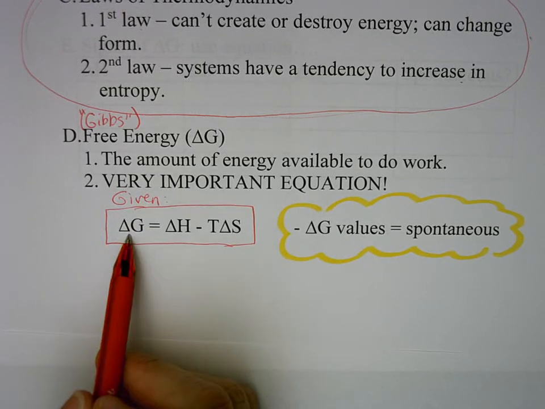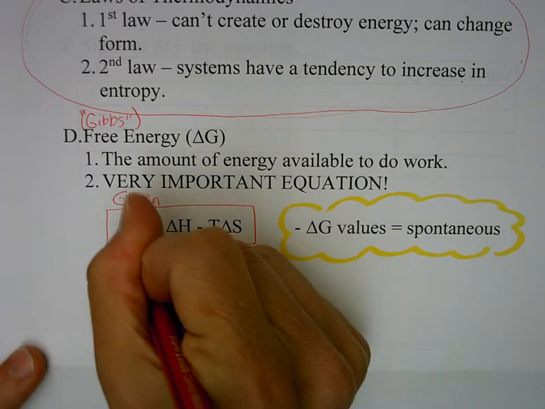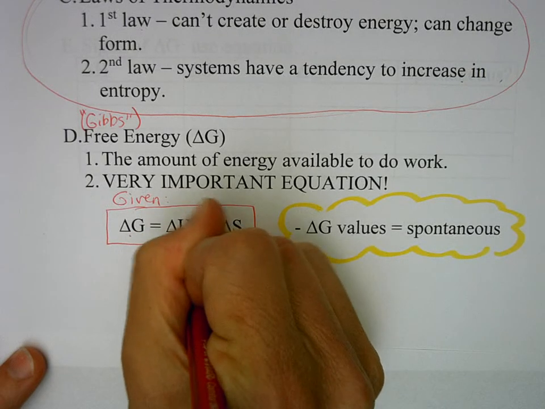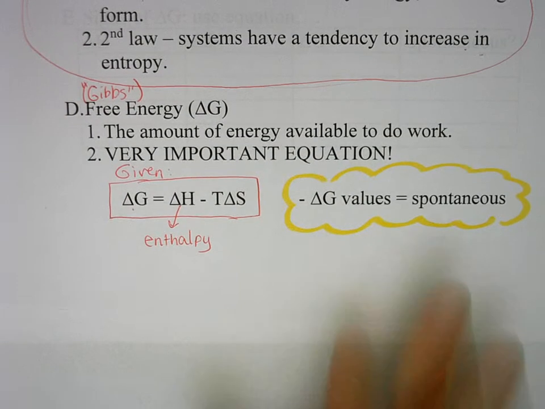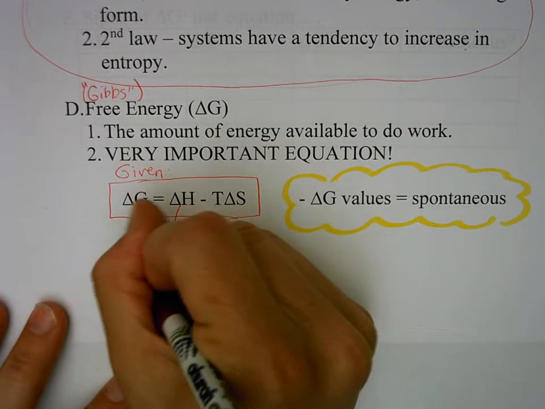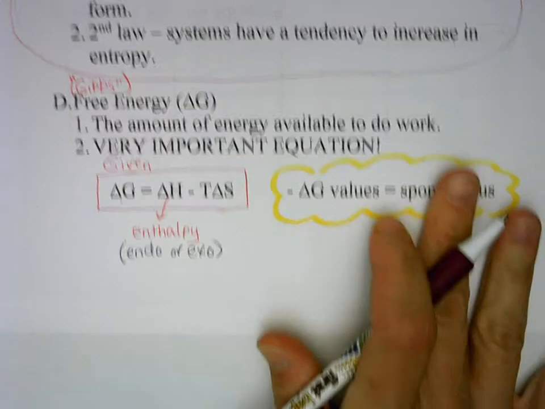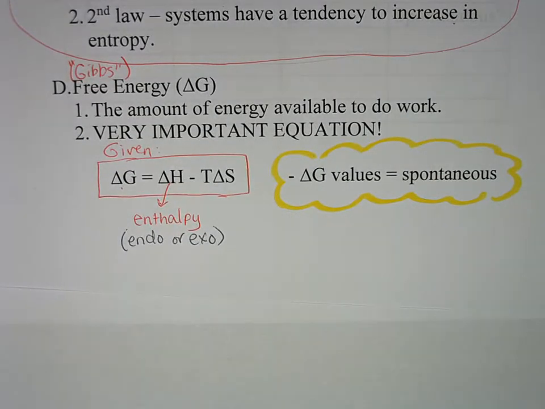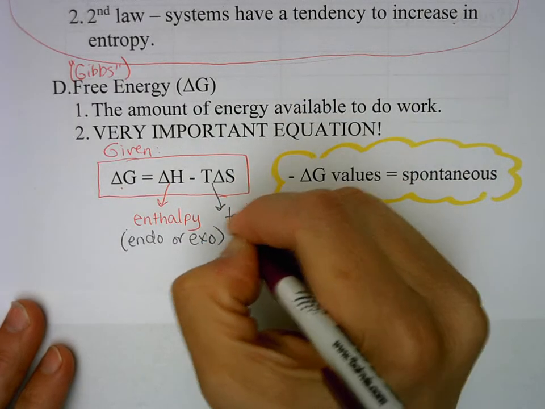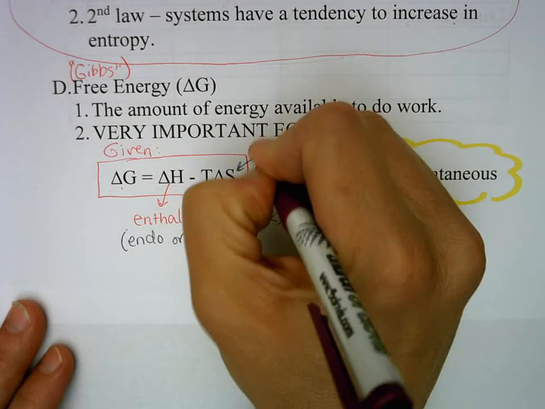So we've got Gibbs free energy, which is the amount of available energy to do work. And then we've got delta H, which is, remember this term, enthalpy, which is just really a fancy way of saying, is the reaction endothermic or exothermic? And you can tell that based on either positive or negative delta H values. We'll talk about that in a minute. T is the temperature in Kelvin, and then delta S is your entropy value.